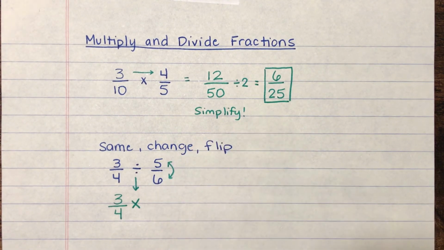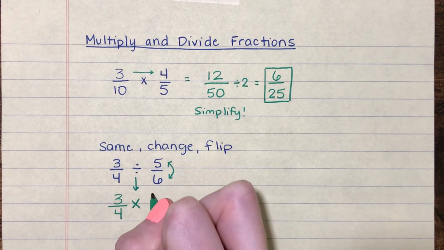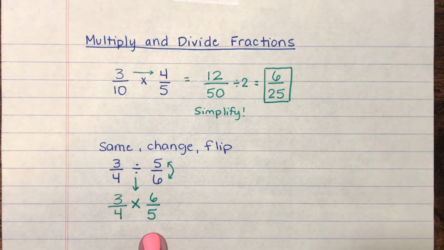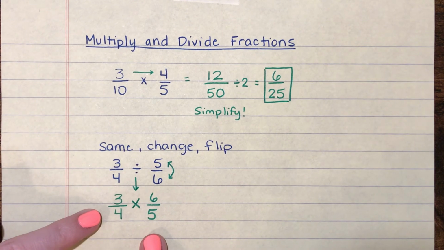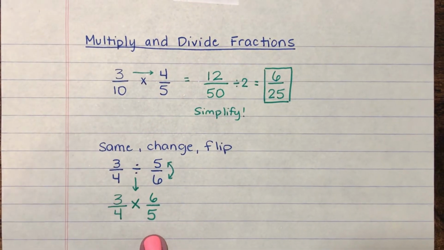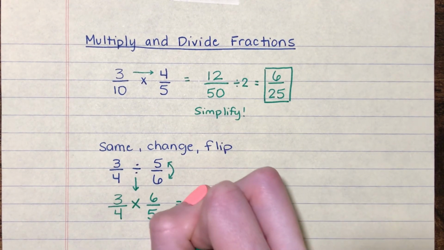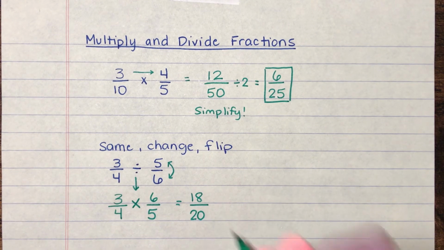That's called, what is that called? I hope you guys remember. We talked about it just before we left school. It's called the reciprocal. So reciprocal means to flip it, fancy math term. And now it's just like the problem I started with. Same change flip gives me a multiplication problem, and I multiply straight across. So I get 3 times 6, which is 18, and 4 times 5, which makes 20.